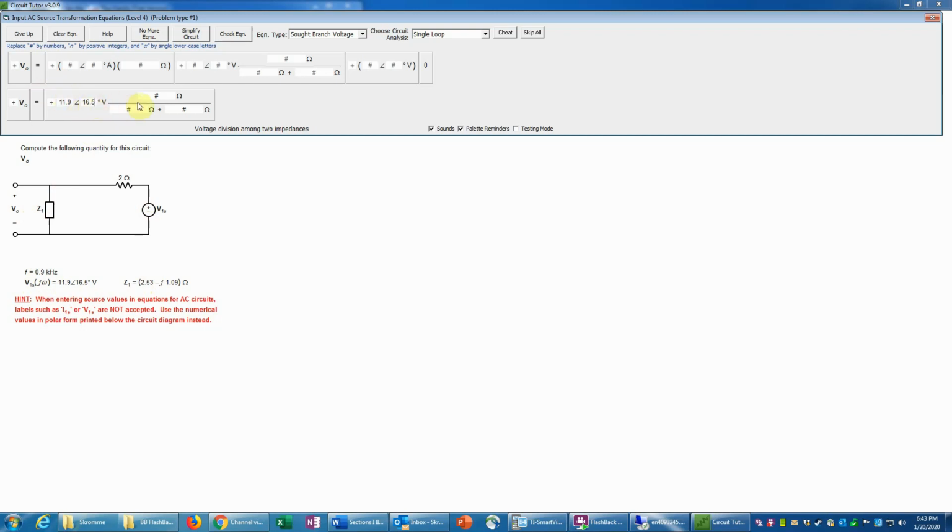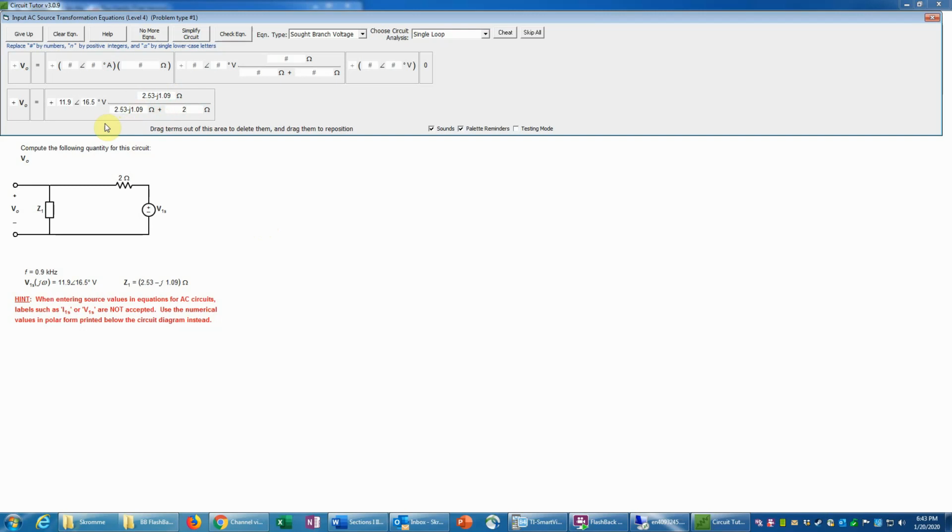And then the impedance of interest is the one that goes in the numerator. So that will be the value of Z1. So that's 2.53 minus J 1.09. And then we'll just copy that and paste it down in here. And then the other impedance would be just the 2 ohms.